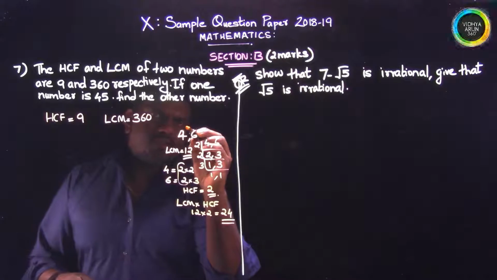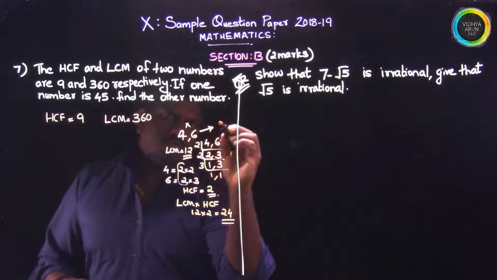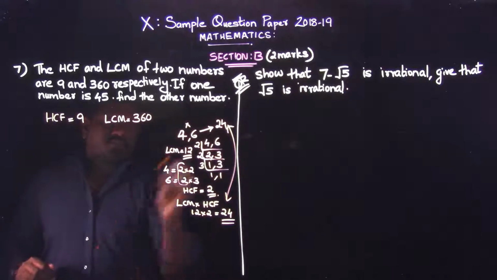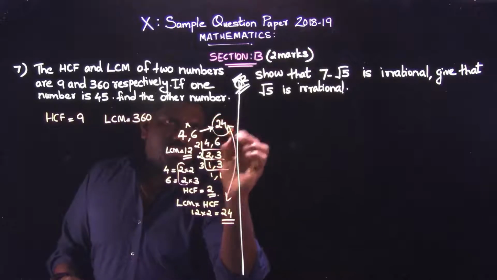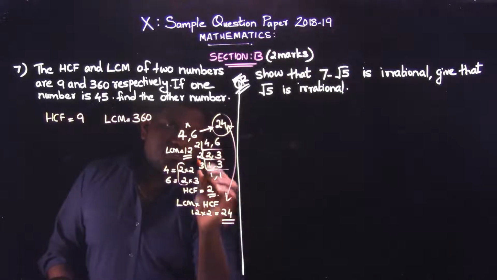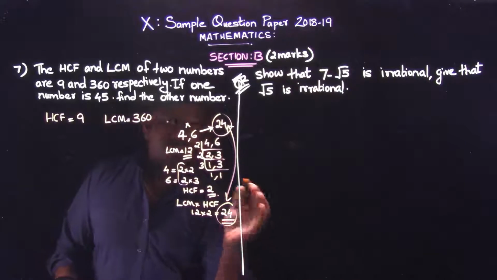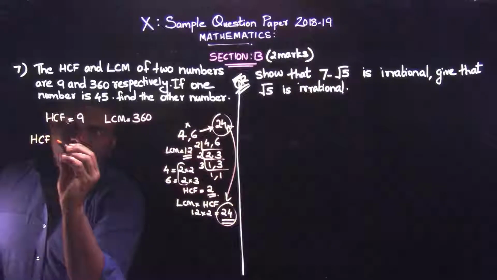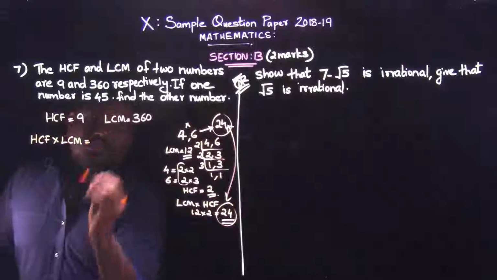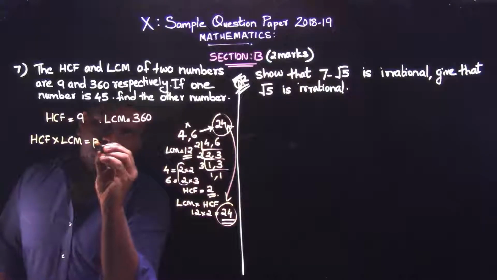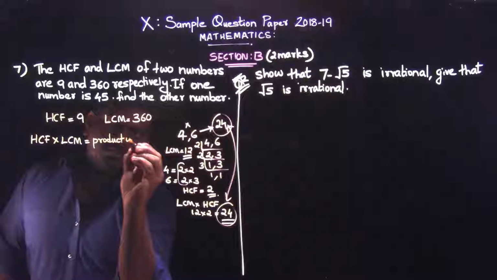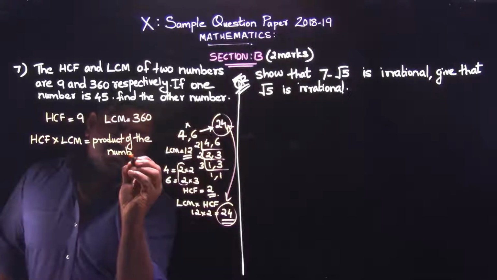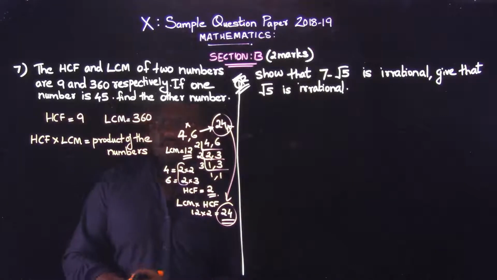Now just see the numbers 4 and 6. When you multiply these two, what am I going to get? Still 24. So you got some relation here. When you have two numbers and multiply them, you get an answer. And finding the LCM and HCF, when you multiply those two, you get the same thing. So the result is the same. So you can tell here that HCF into LCM is nothing but the product of the two numbers, isn't it?